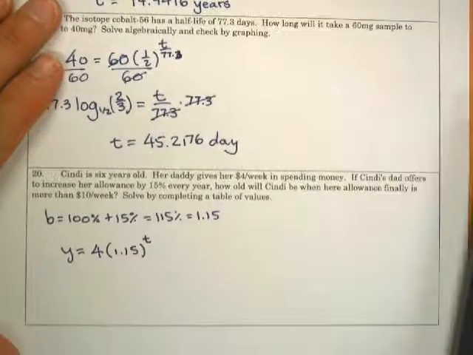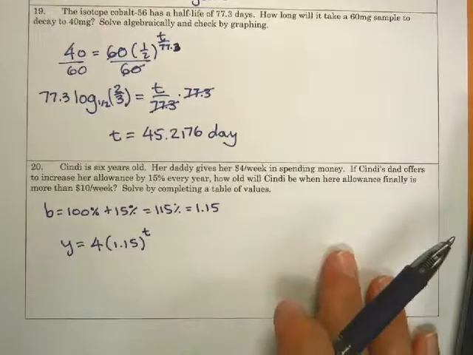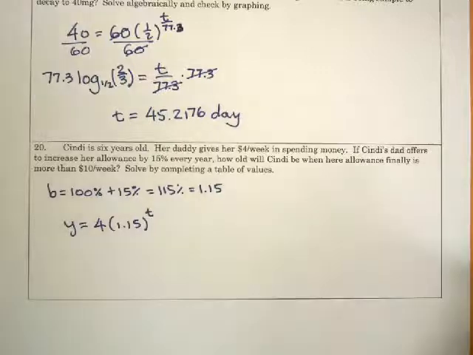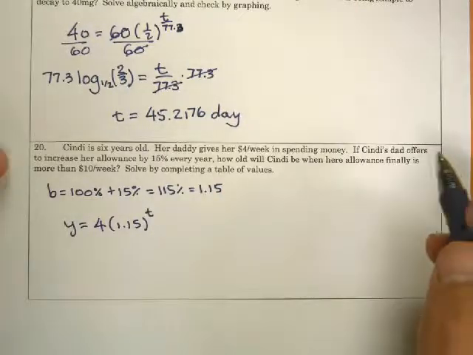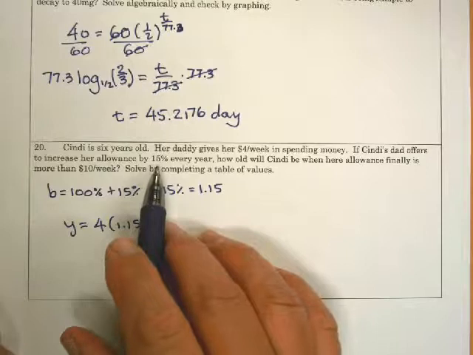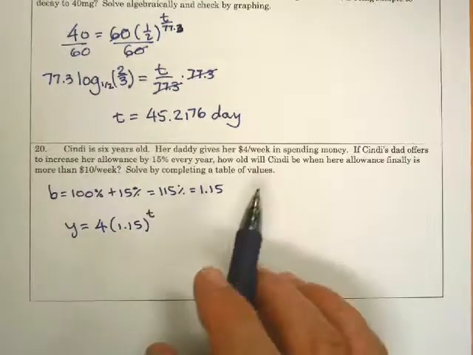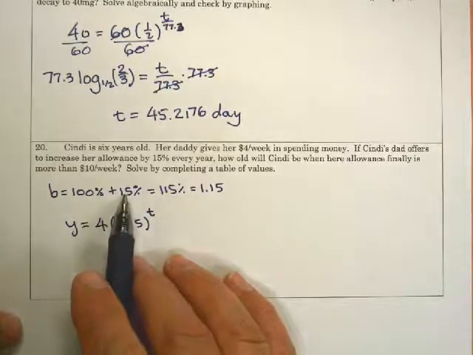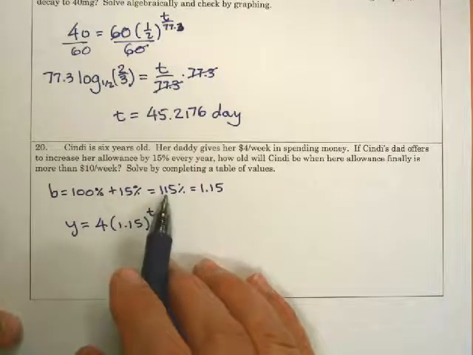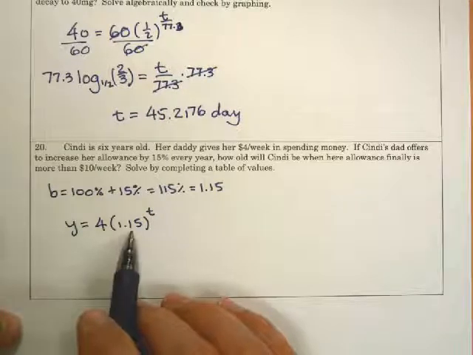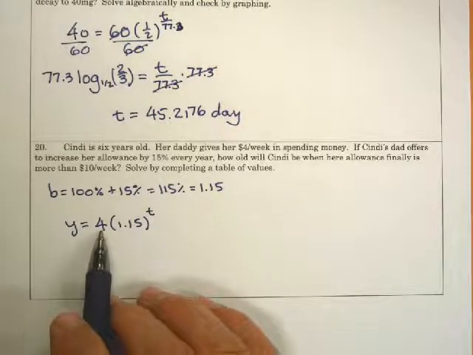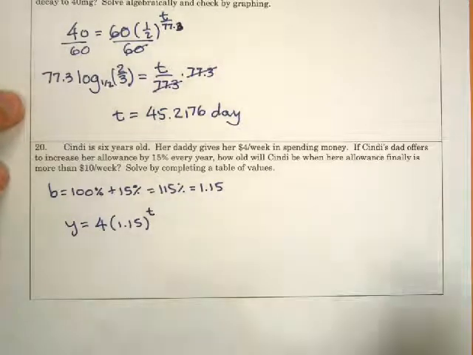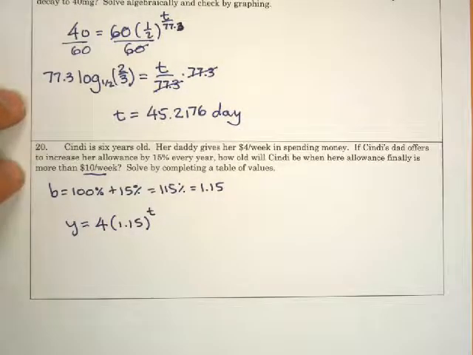Okay, this last one here is a little girl named Cindy, and she gets $4 a week starting out as spending money, and that allowance is going up by 15% per year because her daddy thinks she's really sweet. So here's the base. You take 100% plus a 15% raise every year, and there's your base. I also put the initial value right there. So we're just going to do a table of values to solve this. How long will it take to be north of $10 allowance per week?